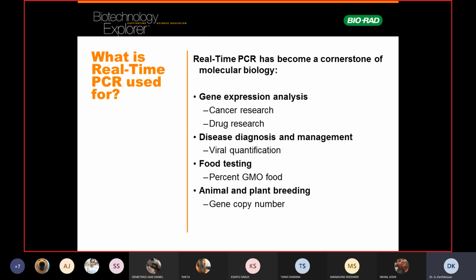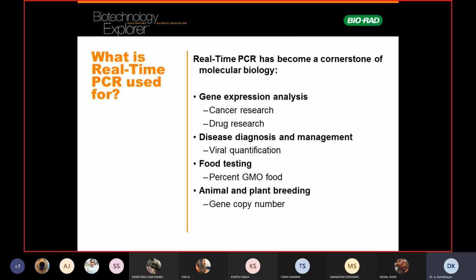Okay, disease diagnosis and viral load management. We are so aware of quantitation of viruses in the current pandemic. Real-time PCR is the backbone of diagnostics. You can do food testing. For example, to look for the presence of genetically modified organisms, you could very easily do PCR.